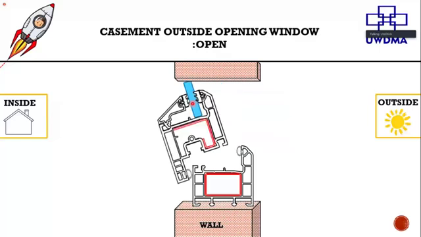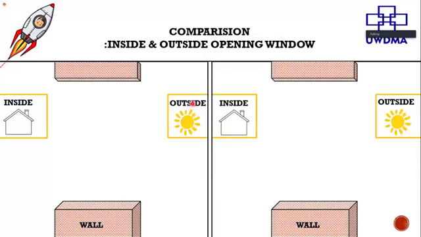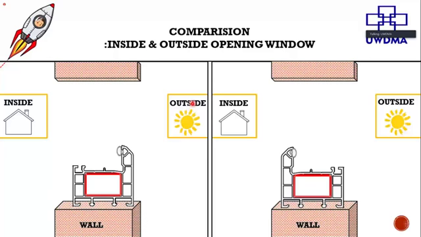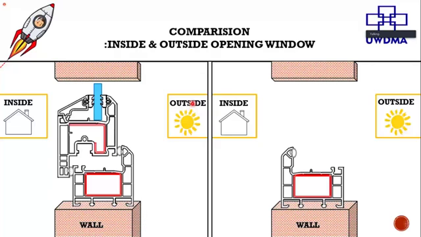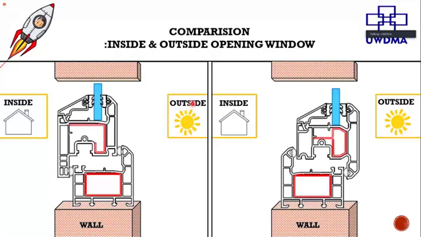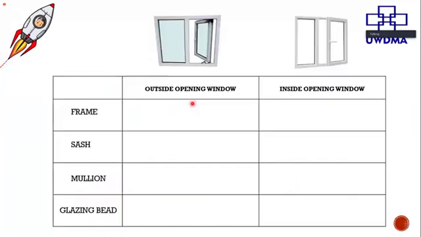So now this way our sash is going to open inside. Now here we are comparing inside opening and outside opening windows. Firstly, as you can see, the frames are placed in opposite ways in both the windows. Here is our inside opening sash. Here is our outside opening sash.